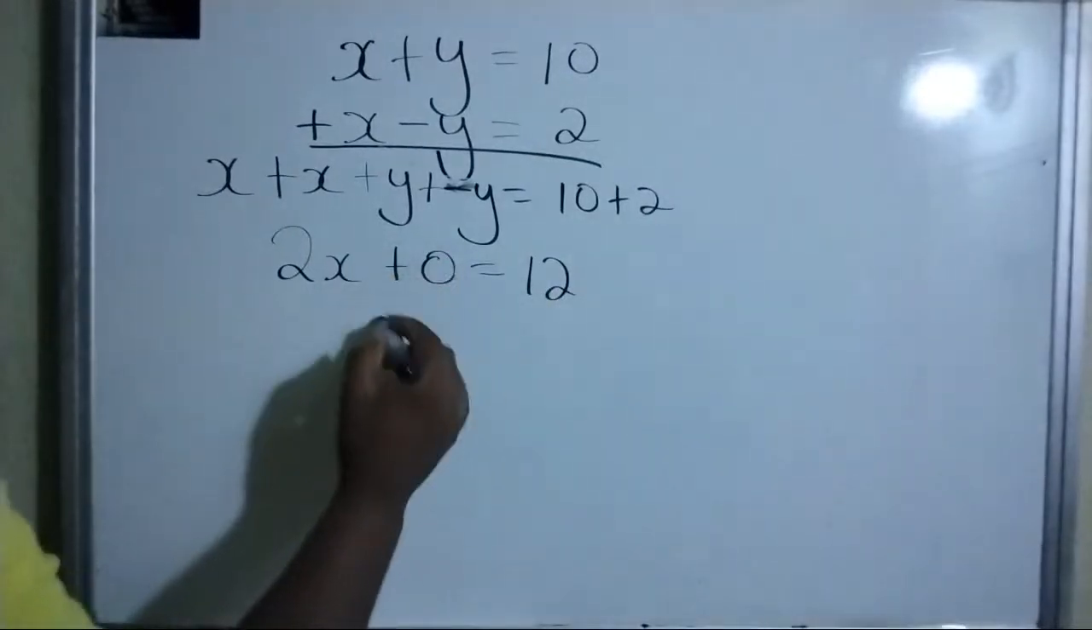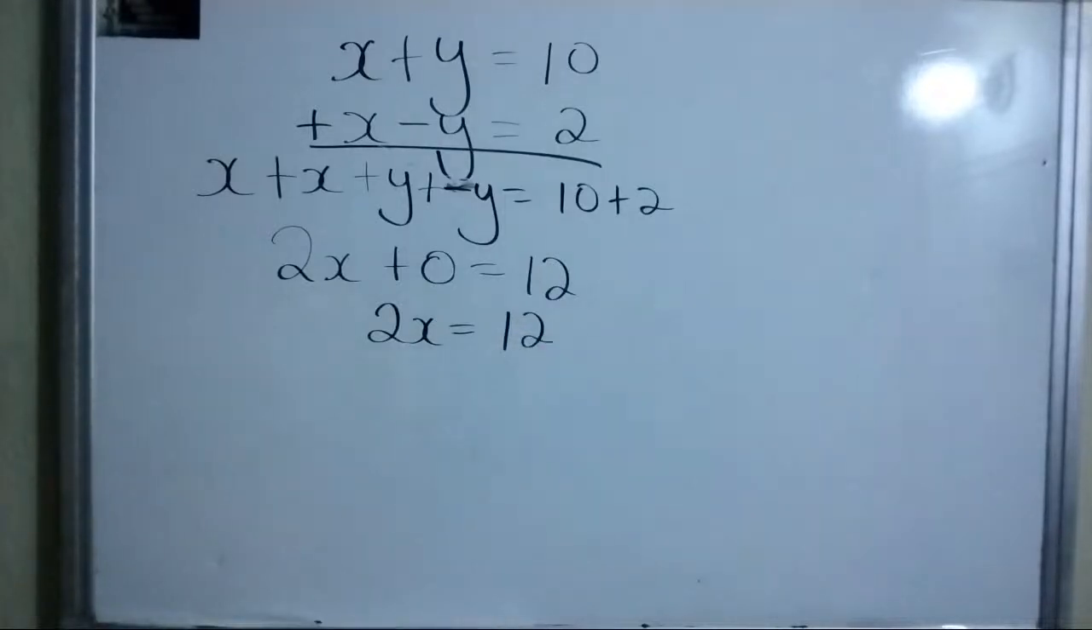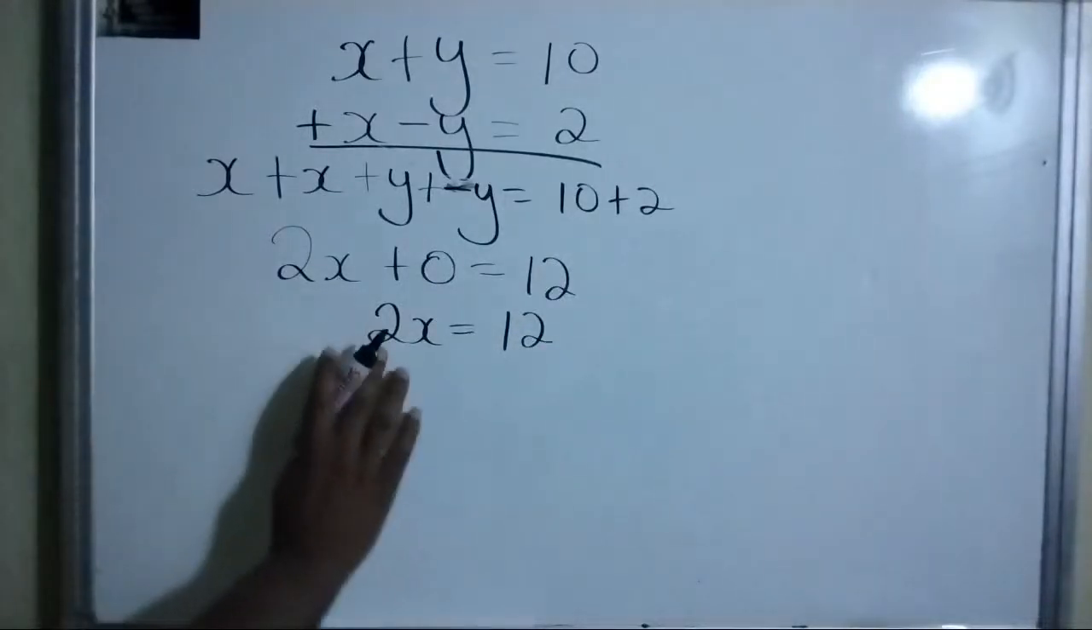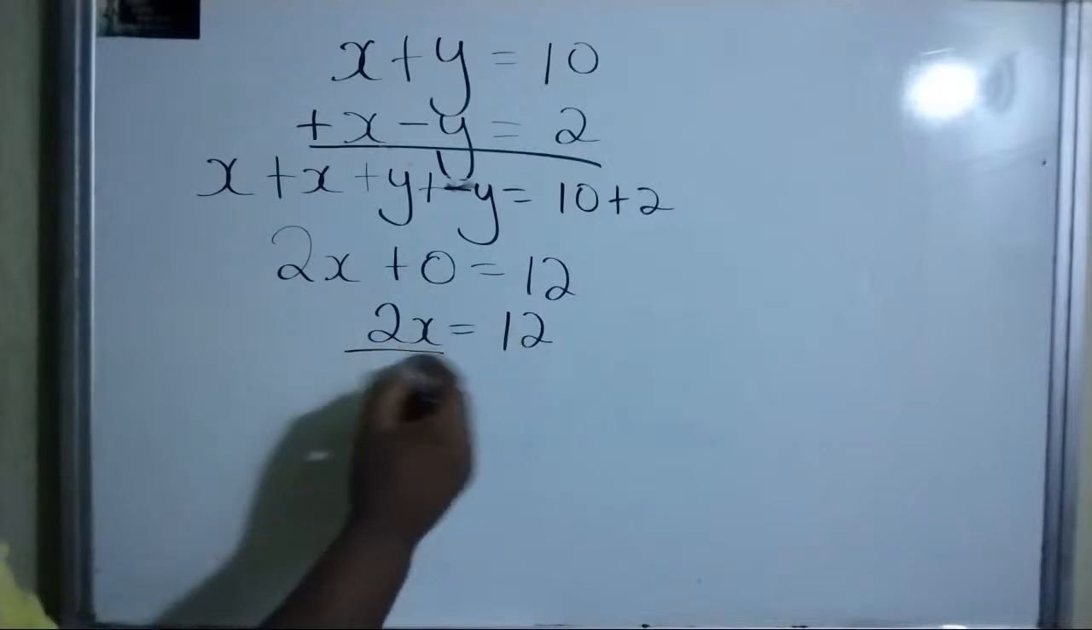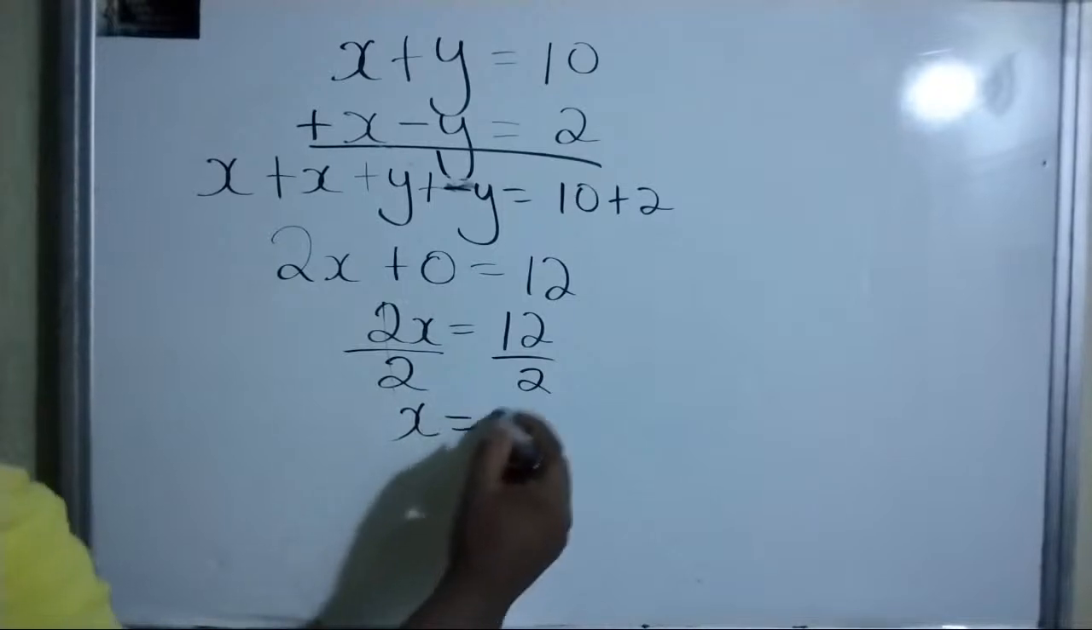So we know 0 means nothing. As the Americans would say, a big fat nothing. Alright? And then now this is saying 2 times a number is equal to 12. So we just divide by 2. That means x is equal to 6.